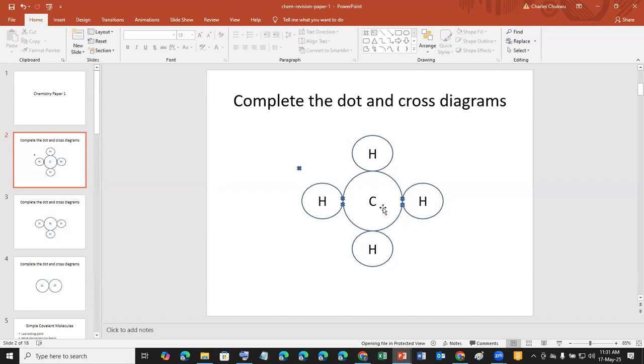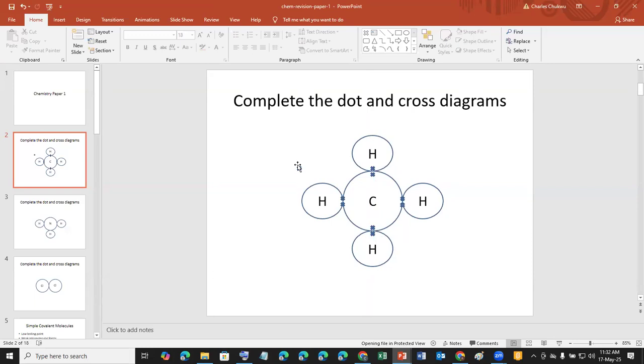So carbon has 4. That's why it can take on 4 hydrogen atoms at the same time. And the hydrogen atoms can only take on 1 carbon atom at a time. So every hydrogen is giving out 1, and carbon has 4 to take care of each of them. Okay, so you got that right?